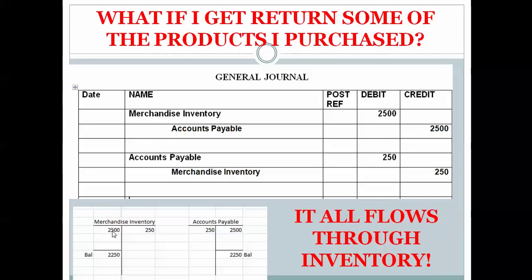You can see merchandise inventory when we bought it, debited $2,500. Merchandise inventory when we sent it back, credited $250. It gave us a balance of $2,250 in the merchandise inventory. This is how much cost we have tied up in our merchandise inventory. Also, we show that we had a $2,500 charge to Kugelin Publishing. We now owe them $250 less because we sent $250 worth of merchandise back. It gives us a balance in the accounts payable to Kugelin Publishing of $2,250, the amount that we still owe on our bill. So everything flowed through inventory.